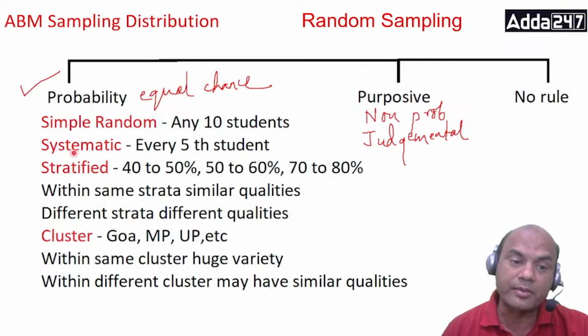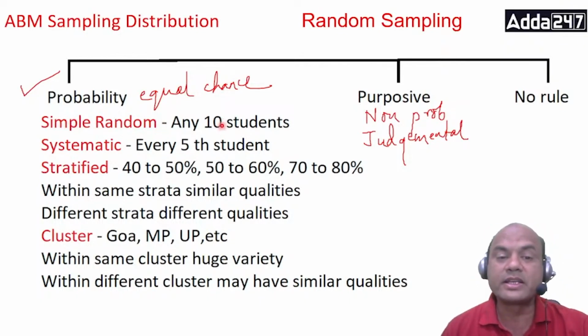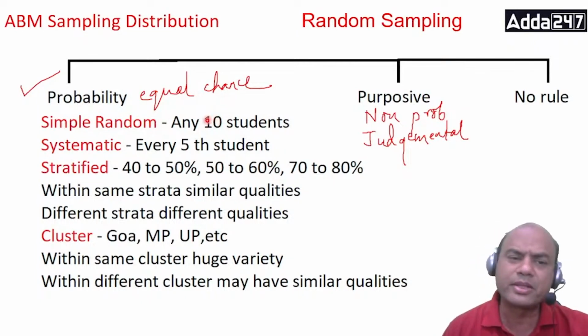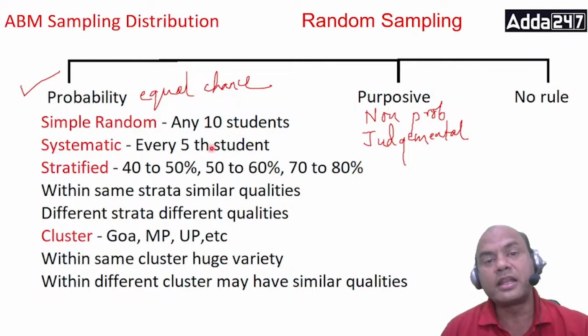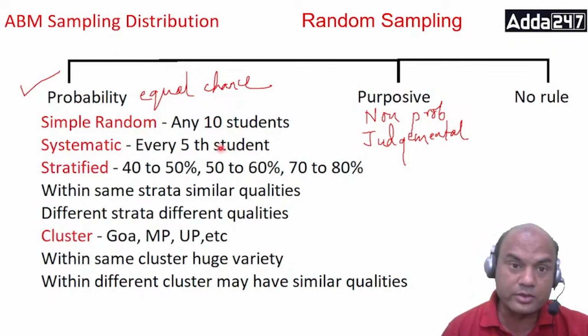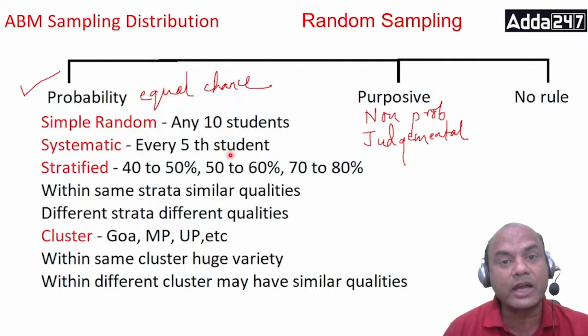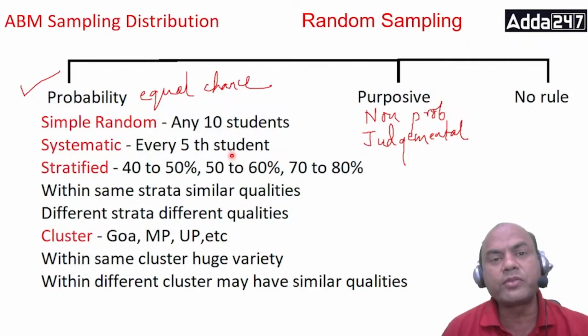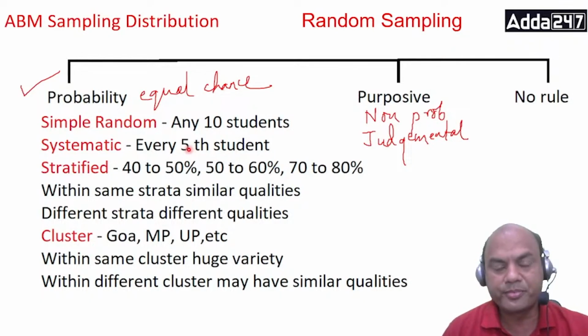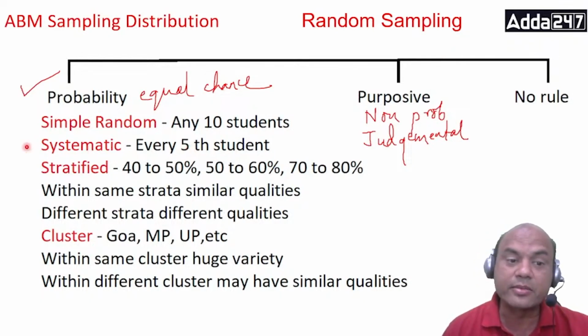Now it is of 4 types. Suppose I say in a class of 50 students, any 10 students, that becomes simple random. If I say every 5th student, what does that mean? I'll tell them to stand in a row. I don't know, I'll close my eyes. I won't tell who will stand where. I'll close my eyes and tell them to stand in the row and every 5th student comes out. So that is known as systematic.